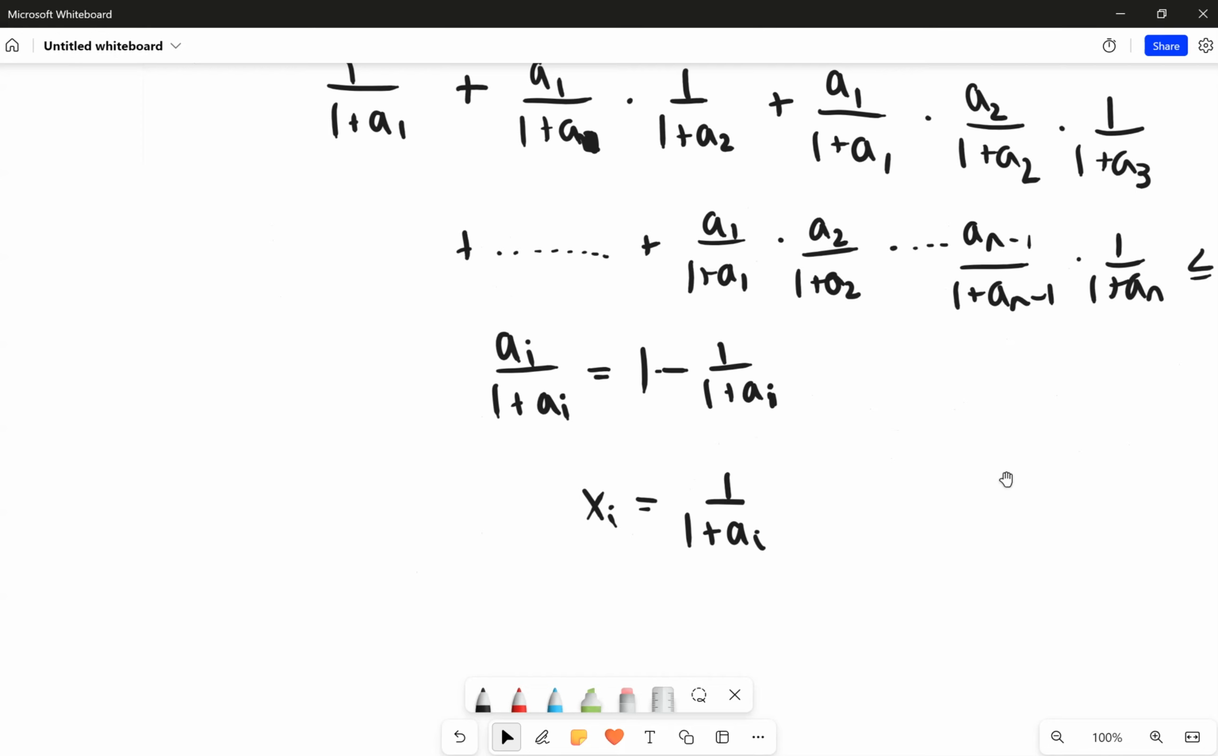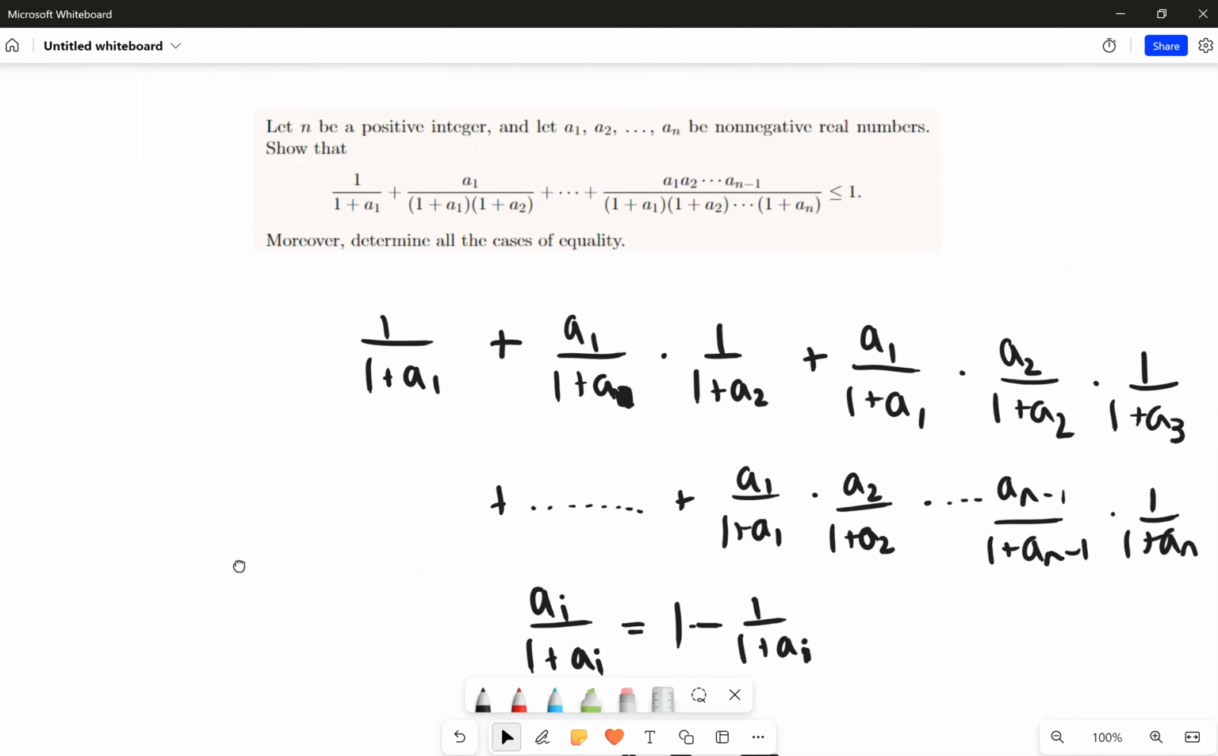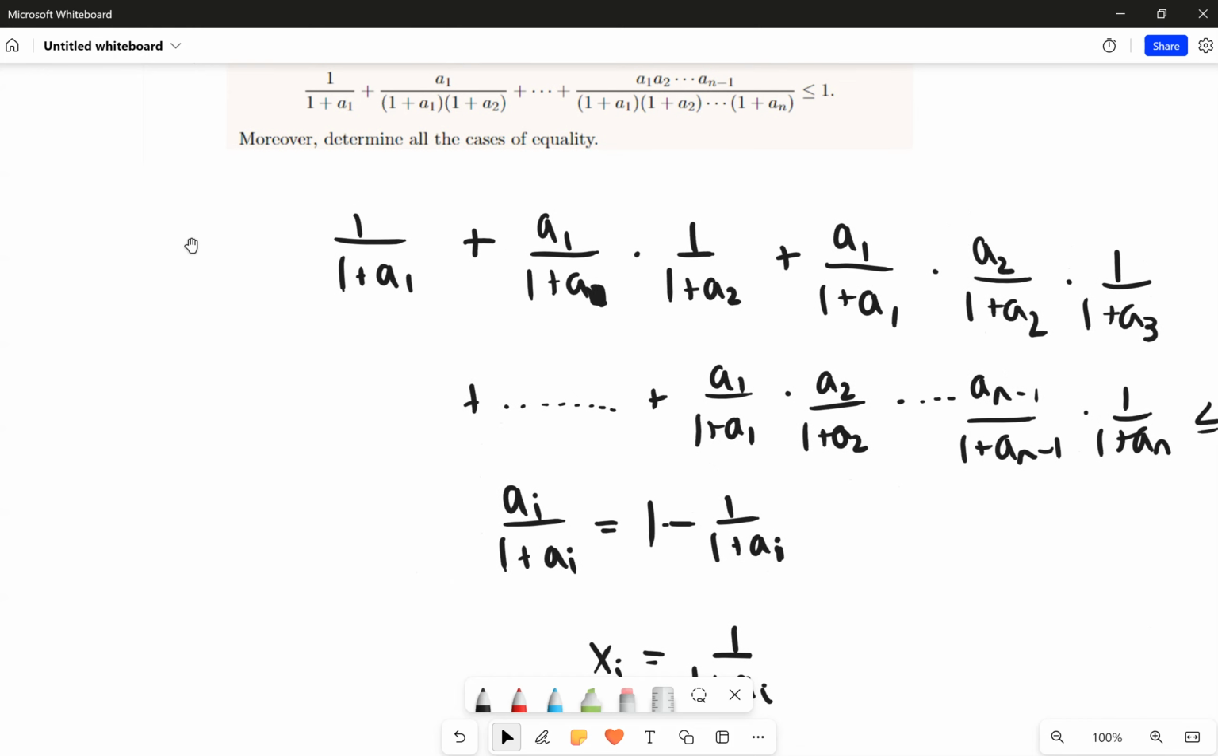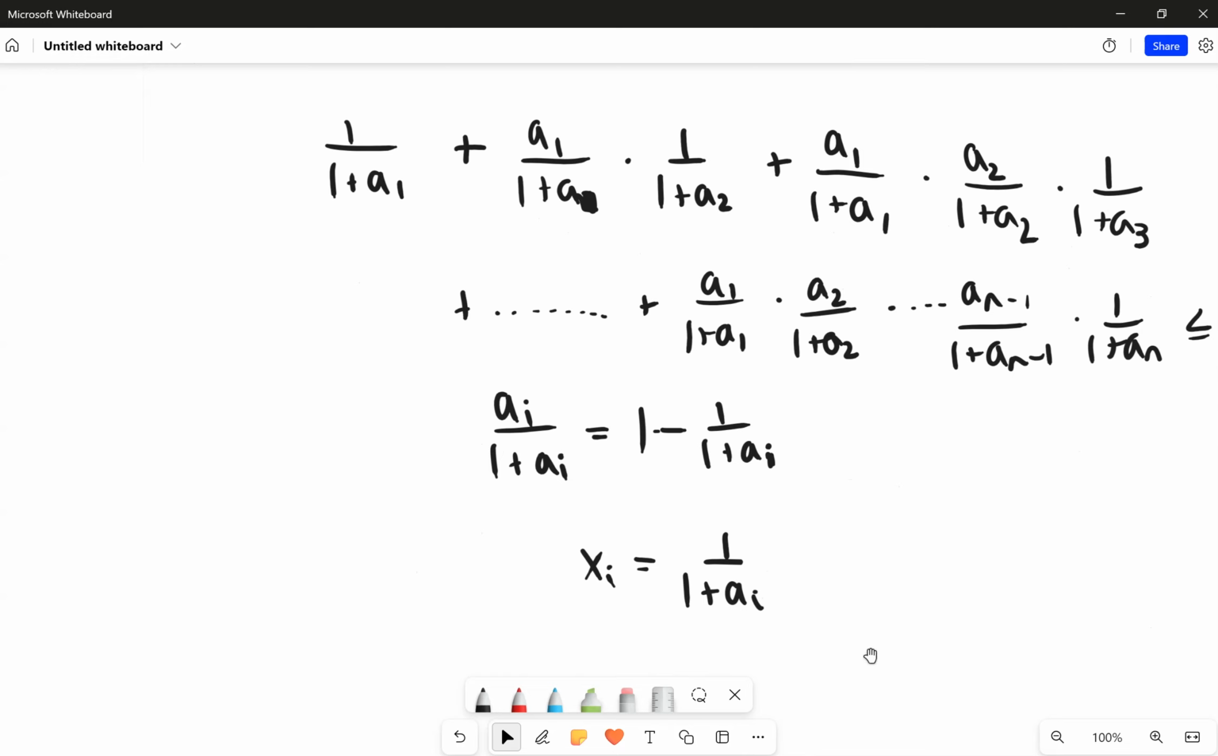Now let's examine the properties of the xi. First of all, the ai are non-negative as given in the problem statement here. So that means that xi is less than or equal to 1, because as a gets larger, this is only going to decrease. And since the reciprocal of a positive number can never be 0, this is also greater than 0. So now we just eliminated all the a's from the problem, and we've rephrased the problem to 0 is less than xi is less than or equal to 1 for all i between 1 and n.